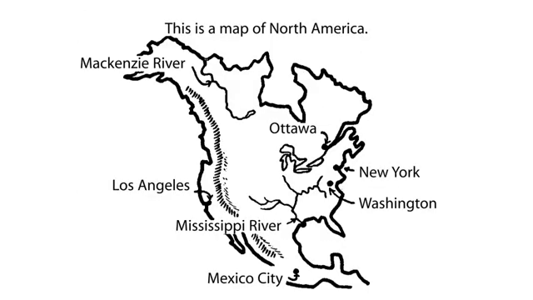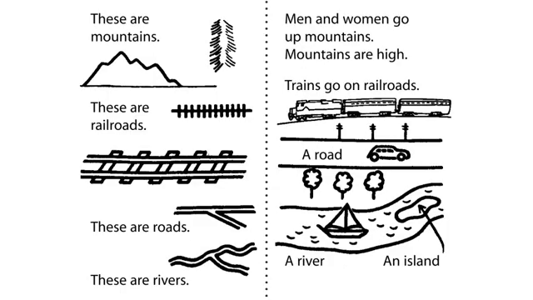This is a map of North America. Mackenzie River, Los Angeles, Mississippi River, Mexico City, Ottawa, New York, Washington. These are mountains. These are railroads. These are roads. These are rivers. Men and women go up mountains. Mountains are high. Trains go on railroads, a road, a river, an island.